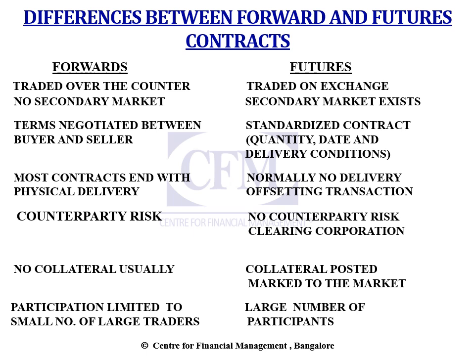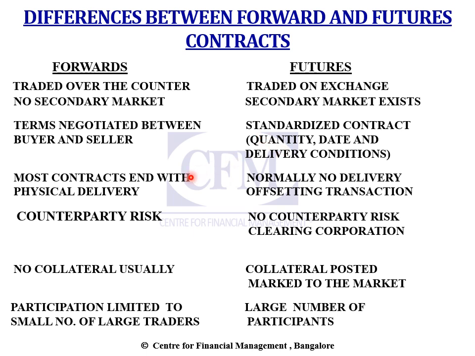There are several differences between forward contracts and futures contracts. Forward contracts are traded over the counter, futures contracts are traded on an organized exchange. There is no secondary market for forward contracts, there is an active secondary market for futures contracts. Forward contracts are contracts negotiated bilaterally between the buyer and the seller, and the terms are customized. Futures contracts are standardized contracts in terms of quantity, date, and delivery conditions.